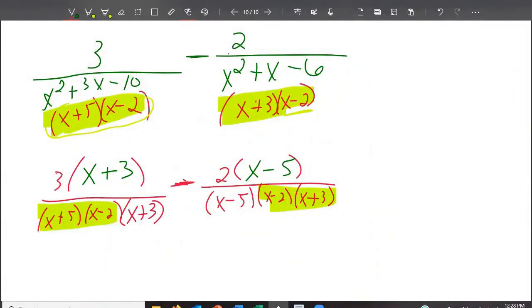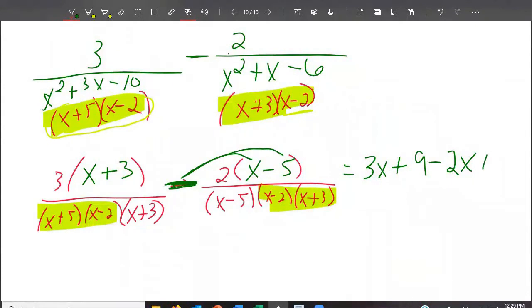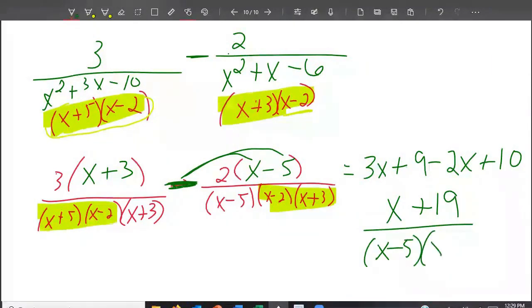Now we're going to do the distributive property. Pay attention to that minus sign. That means we're distributing a negative 2. So we'll get 3x plus 9. Negative 2 times x is negative 2x. Negative 2 times negative 5 is positive 10. Add the like terms and rewrite your denominator. That's your final answer.